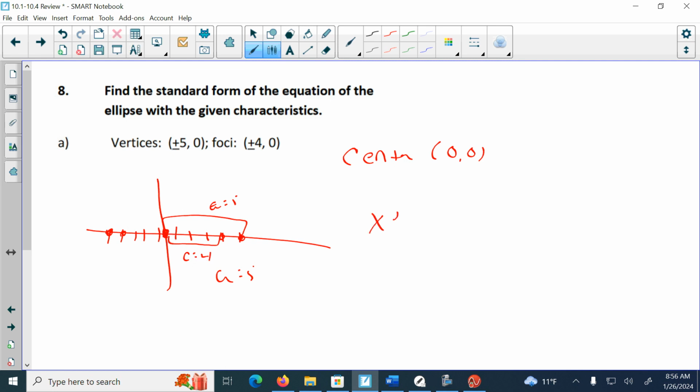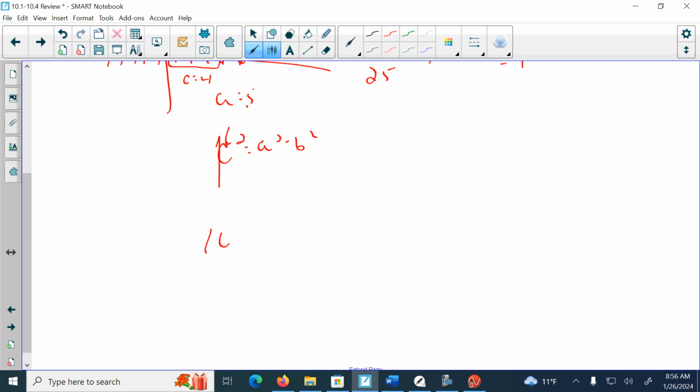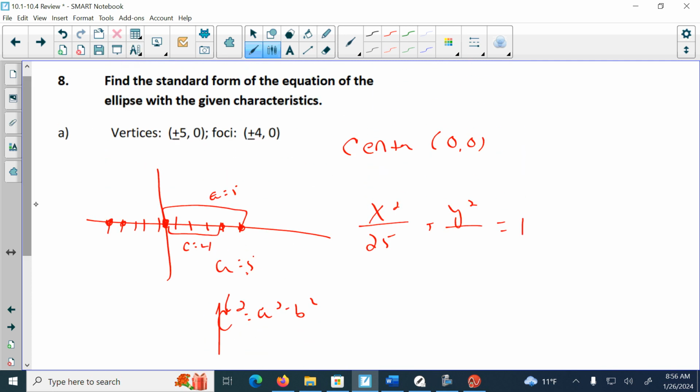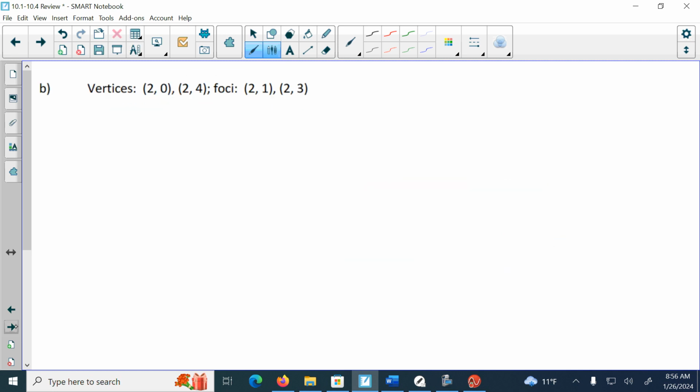So I can start with x squared over a squared, which is 25, plus y squared over some number b is going to equal 1. To find that b, I'm going to say c squared is equal to a squared minus b squared. So c is 4, so 16, whoopsie. So 16 is equal to 25 minus b squared. So then b squared is equal to 9. b is equal to 3. I don't even have to find b. I could have just left it as 9, and I get that 9 right there, because I need b squared. And that's all I had to do for that one. Again, drawing the picture is key.